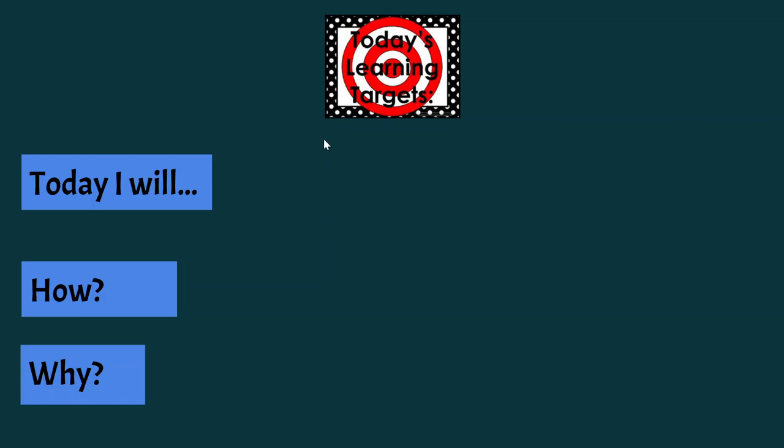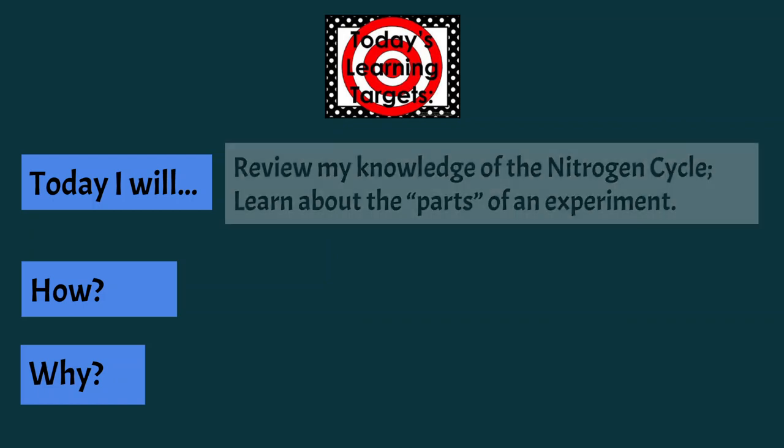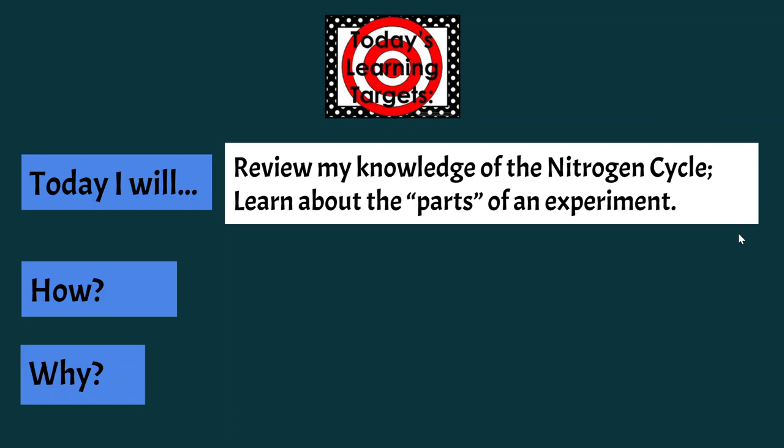All right, our learning targets. So if Uncle Joe comes for dinner, you want to explain, hey, Uncle Joe, in science, I am going to review my knowledge about the nitrogen cycle. I'm also going to learn about the parts of an experiment. So we will do some of that today, and we will continue with that next class.